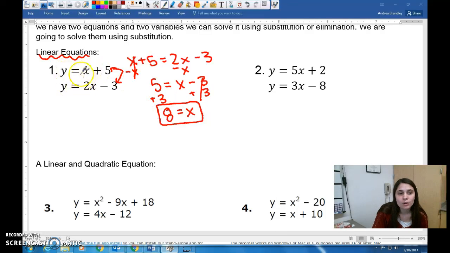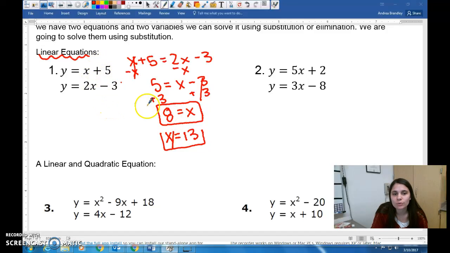Now I also have y to solve for, but once I know what x is, that's a piece of cake because I can just plug x in. If I plug 8 in right here for x, 8 plus 5 is 13. So y equals 13, because 8 plus 5 is 13. The cool thing about this is I could plug this x value in for either equation. So I could plug the 8 in here: 2 times 8 is 16, 16 minus 3 is 13, and I'd have the same answer. So you can pick which equation you prefer to plug it into.